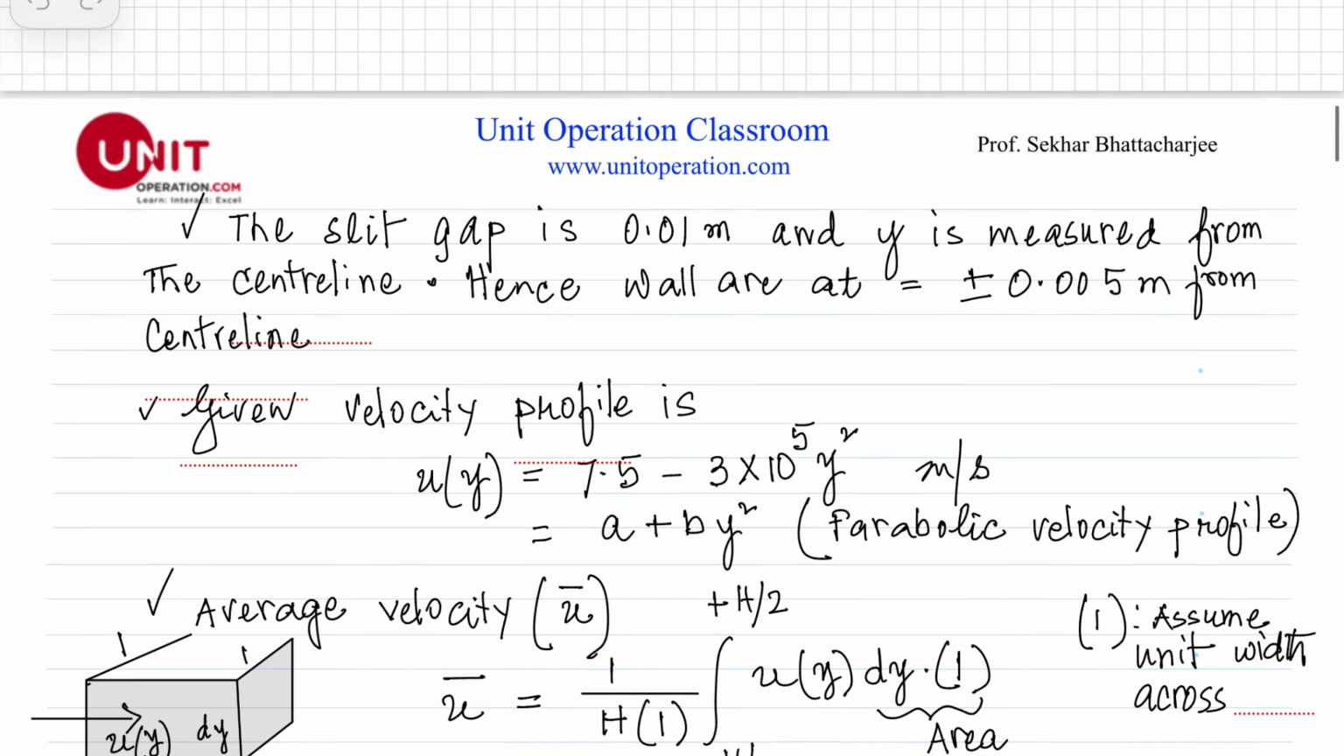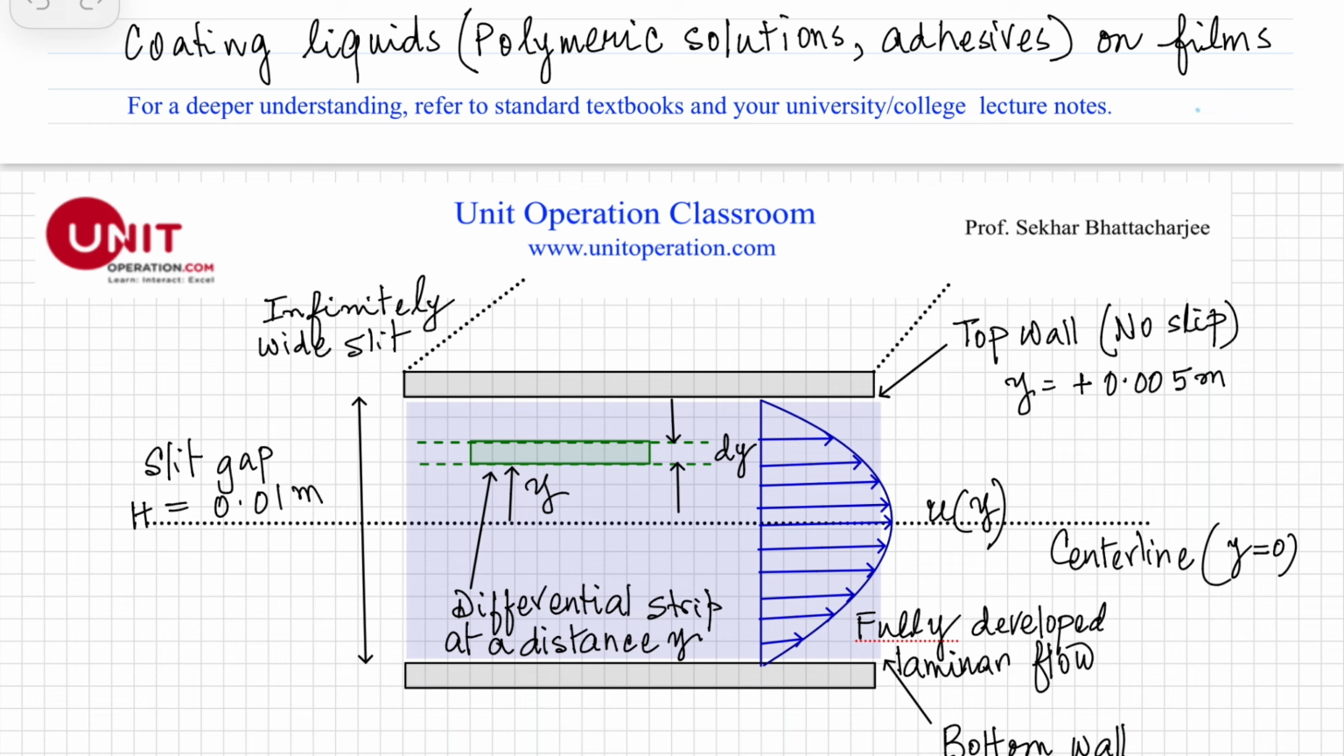As I said, u is just a function of y. If we take this differential section and integrate between plus 0.005 and negative 0.005, we'll get the total flow rate.